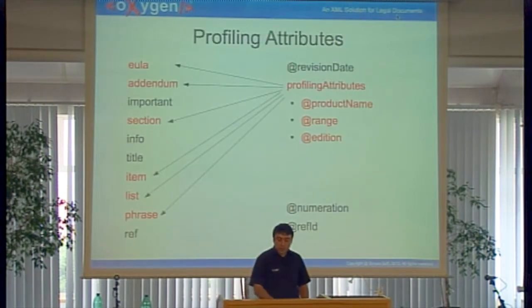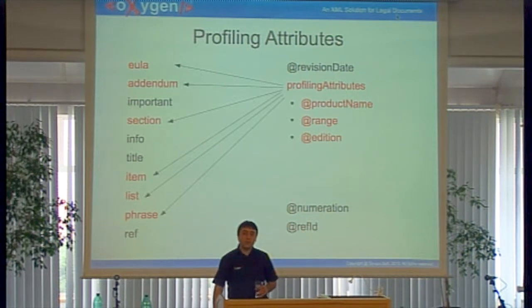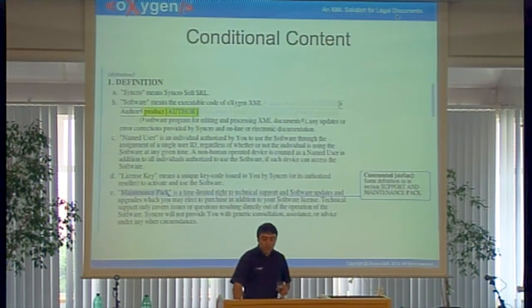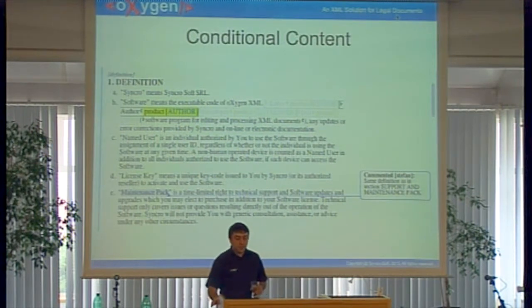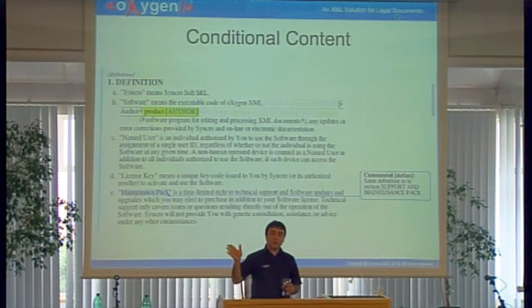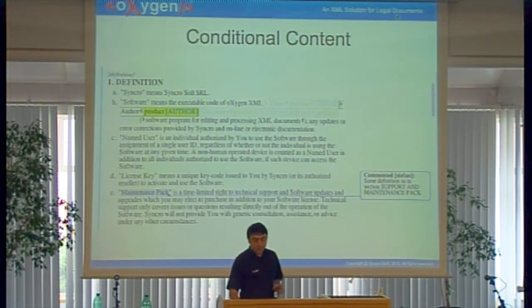So we added these profiling attributes to a number of elements that we want to be able to specify different content based on these attributes. And in the user interface, we can select to focus on a specific deliverable, and then the parts that are excluded fade out. So you can see here that only this part, the deliverable matches product equals author, and the different values for product, they fade out in the user interface.